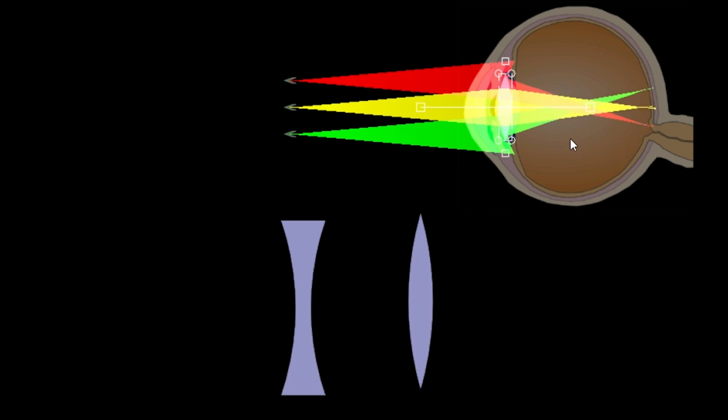And now that light is focused right on the retina. You can see that the light is now focused right on the retina. The red, the yellow, and the green are distinct. So as the object distance changes, the image distance cannot change, so the power of the lens of your eye has to change. That is what we call accommodation.